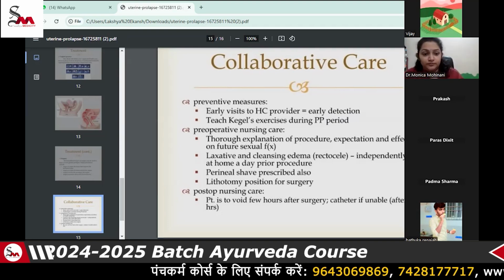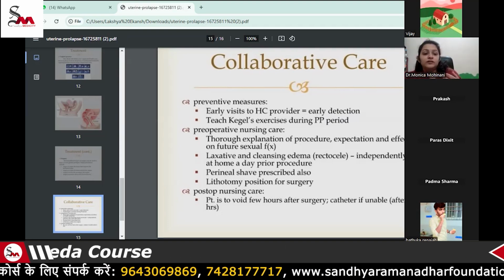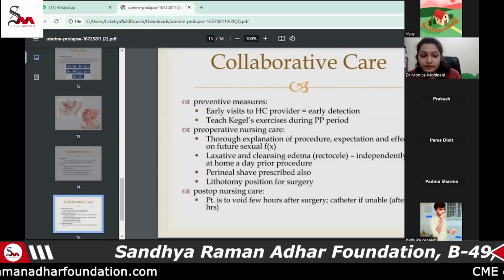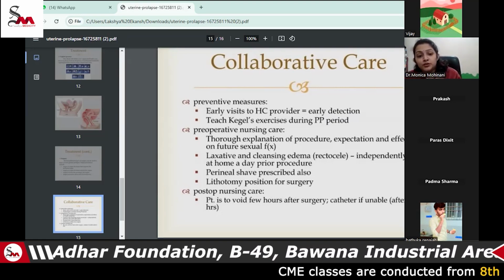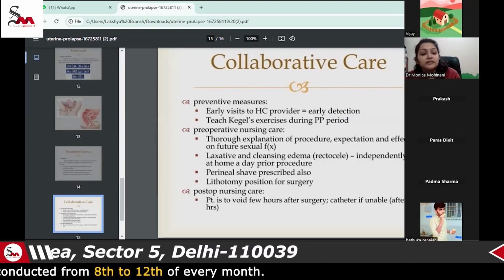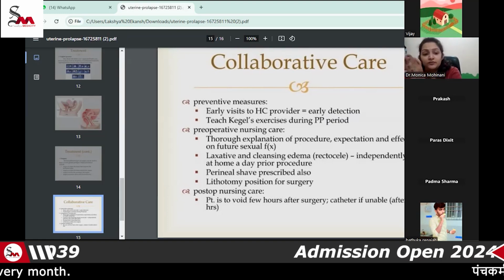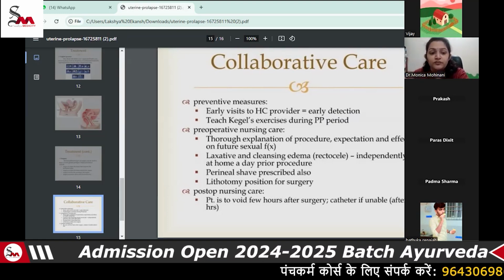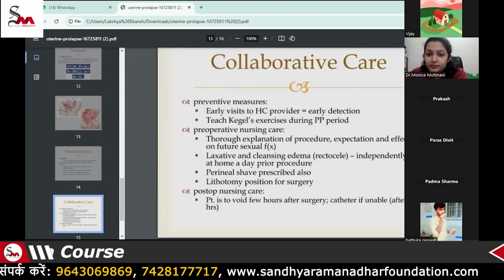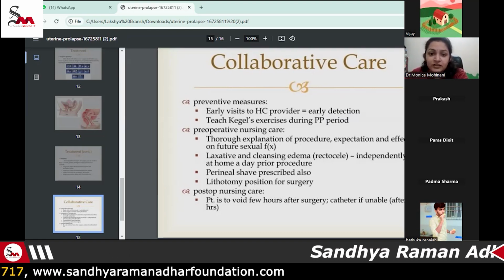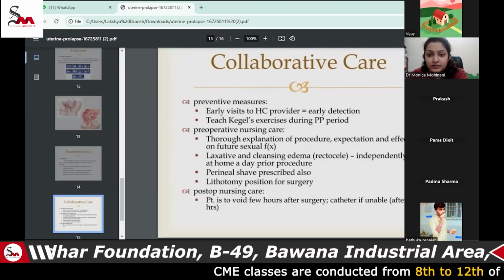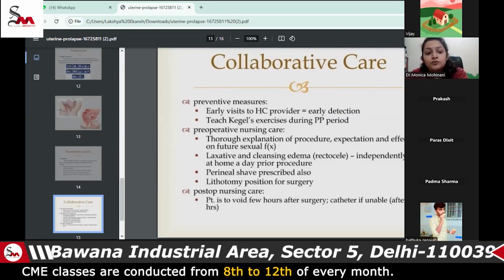If she's under your guidance, then it's okay. Otherwise, you can explain to her earlier, or even at the postpartum time you have to take proper care, so that your body is fit at the time of pregnancy, delivery or postpartum period, and even after, in your postmenopausal phase or later stage of life also. So preventive measures: early visits to the healthcare provider for early detection, Kegel exercises, Kegel exercises during the postpartum period. That is what I am saying. In the early stage we have to prepare the female.